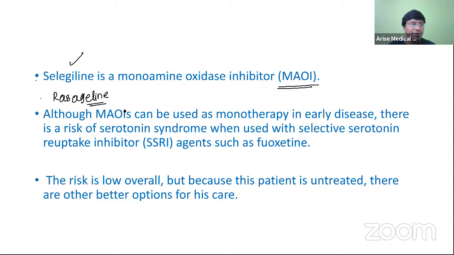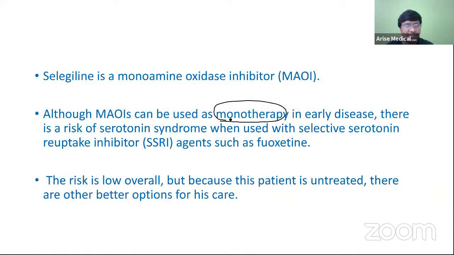And you take these monoamine oxidase inhibitors. If you use monoamine oxidase inhibitors as monotherapy in early disease, there is risk of serotonin syndrome. That is the reason why monoamine oxidase inhibitors like selegiline and rasagiline are not used as the monotherapy.